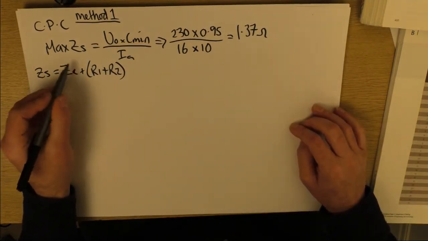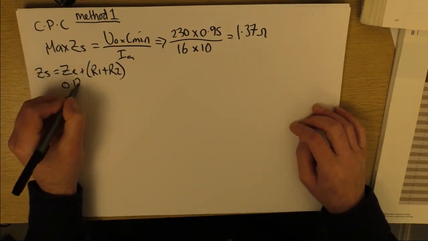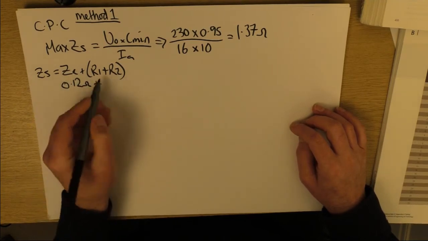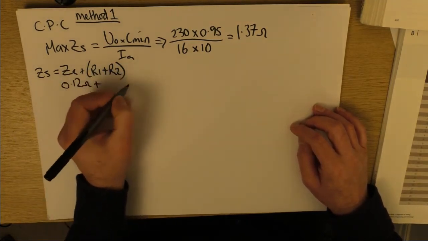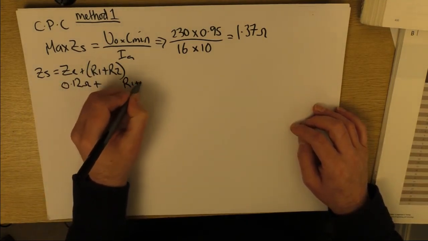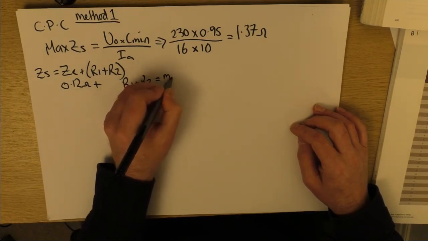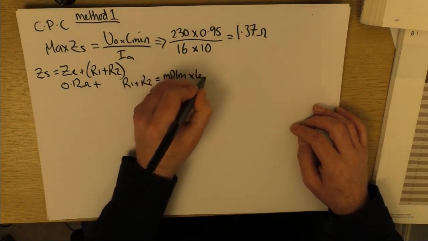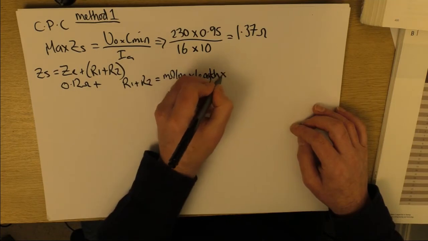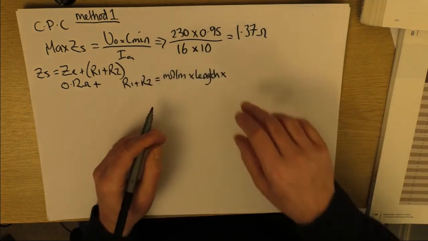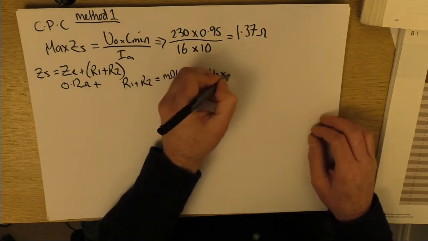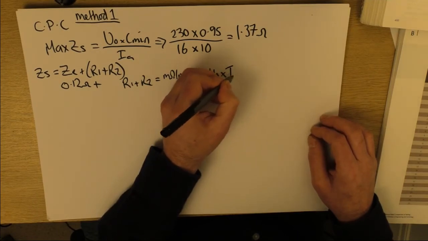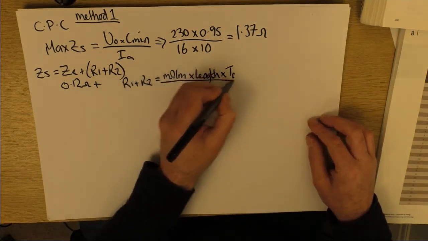We've already got this, it's 0.12, so we can put that in already. And we need to calculate that. So the equation for that is milliohm per meter times length times the temperature factor. Like I say, we need to get it up to that temperature. I'm just going to call it TF, whatever.